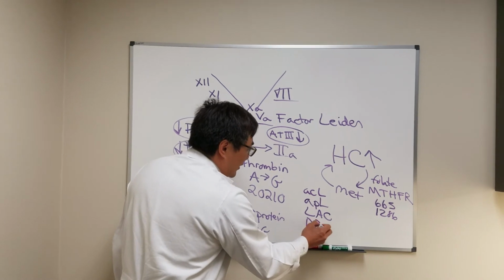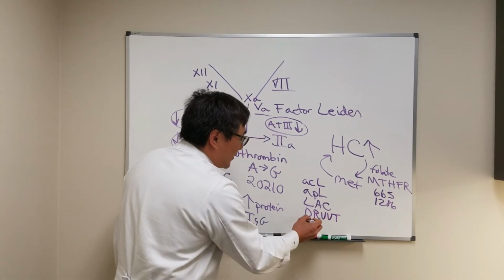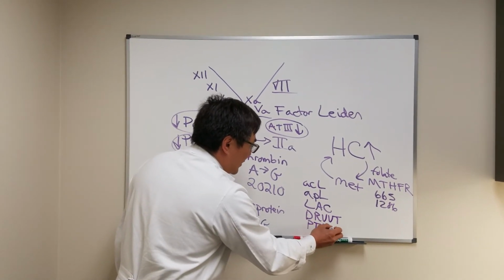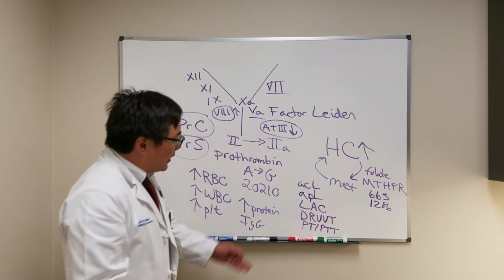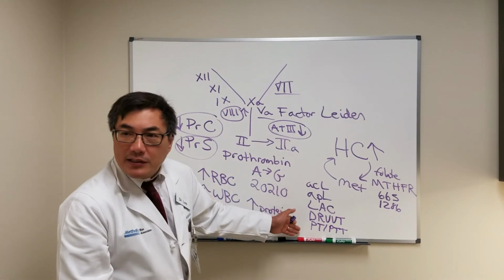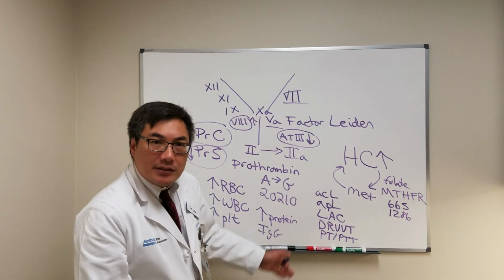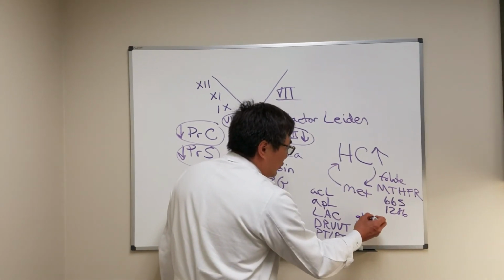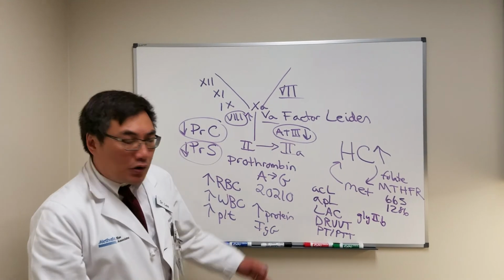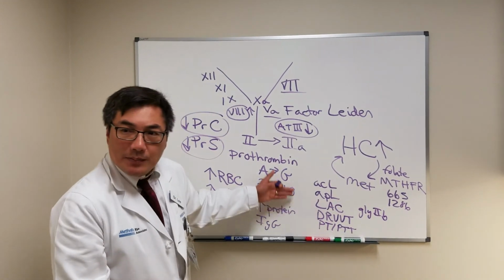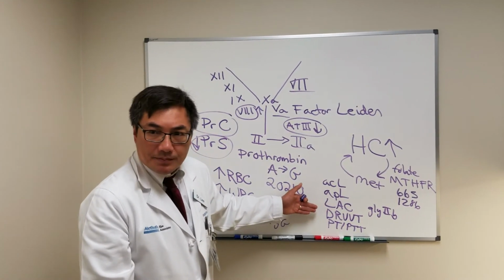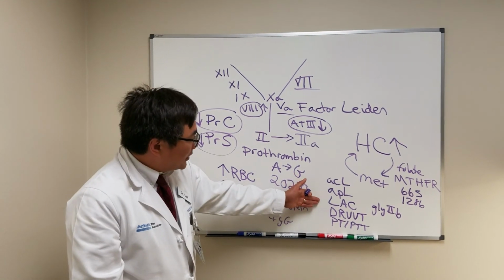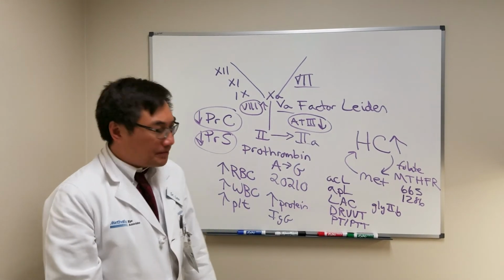In our hospital, it's the dilute Russell viper venom test, and we're going to do the PT and PTT. Most places, it's all bundled together, so you get all of this, and the endothelial target, the glycoprotein 2B antibody. So these are the antiphospholipid testing. You don't have to have lupus to have the lupus anticoagulant.